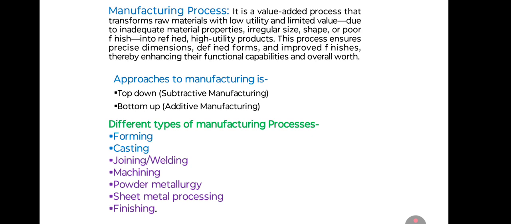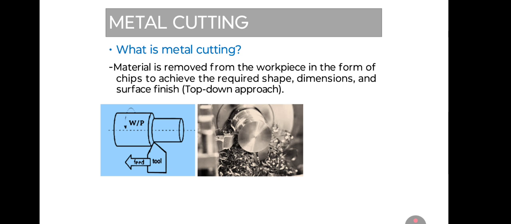Okay, so now we will enter into the domain of metal cutting. So what is metal cutting? Material is removed from the workpiece in the form of chips to achieve the required shape, dimensions, and surface finish. And it is a top down approach.